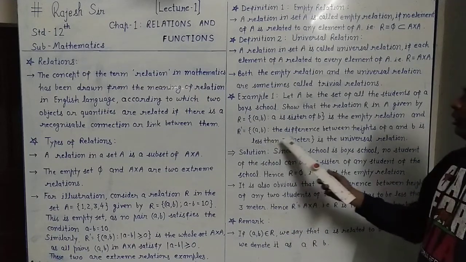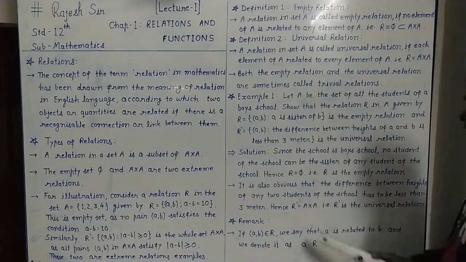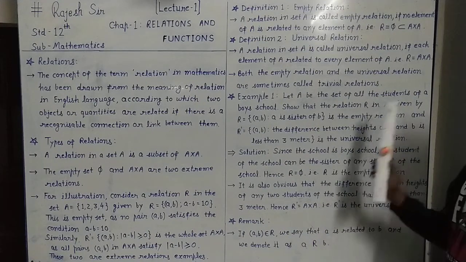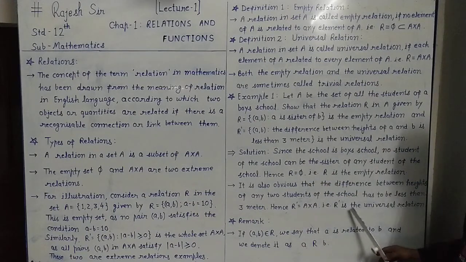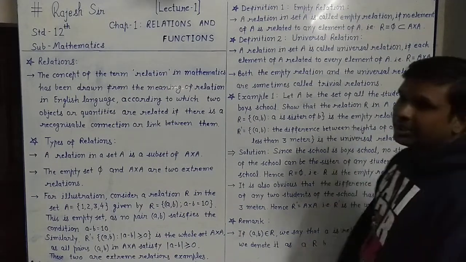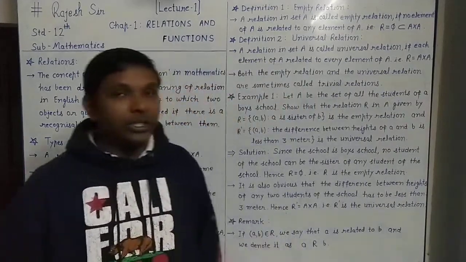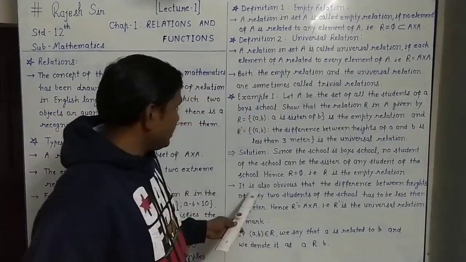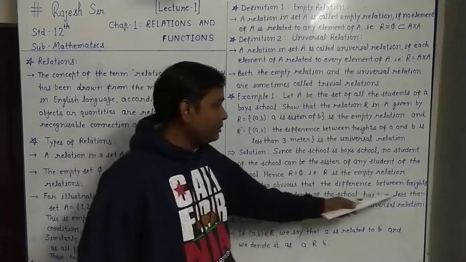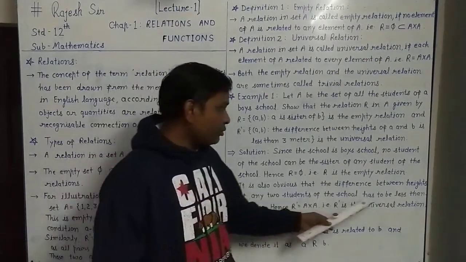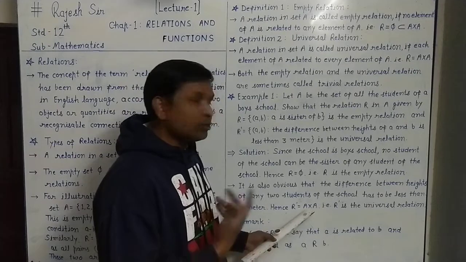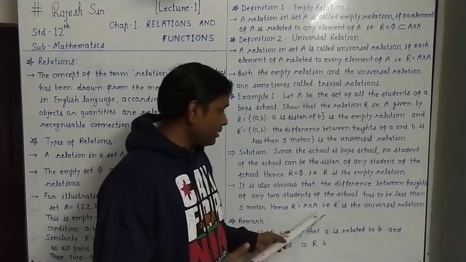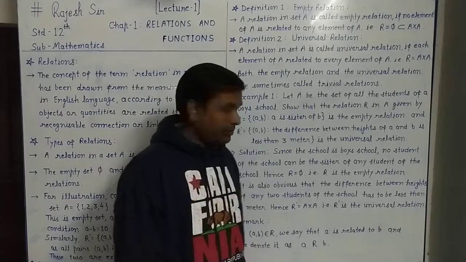So in this relation, all the students come in A cross A. Hence R dash equals A cross A, the whole set. When the whole set comes in the relation, it is called the universal relation. So R dash is the universal relation because every student's height difference with any other will always be less than 3. It is obvious that the difference between the heights of any two students of the school has to be less than 3 meters. Hence R dash equals A cross A, so R dash is the universal relation.